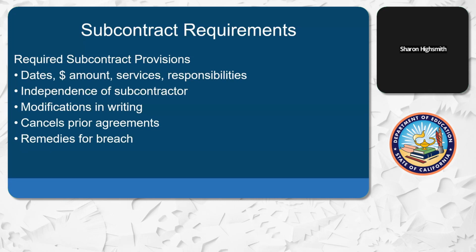All subcontracts are required to have the following language. It must have a date, amount, service, and responsibility. It must have independence of the subcontractor. So this has to do with conflict of interest and related party transactions. You should reference the California Corporation Code as well for that. We want to ensure that the transactions are fair and reasonable and done at an arm's length. So that's why that provision is in there.